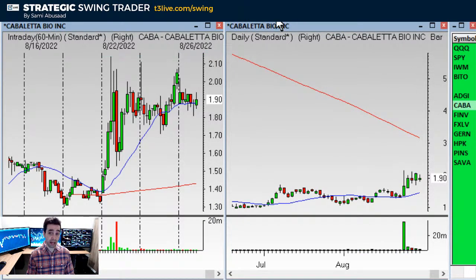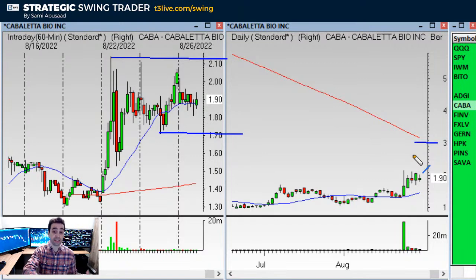CABA is another transition A on the daily and an hourly breakout. So over 2.10 or so, stop right here. Okay, it looks good. It looks better than the first one. More ready because it's above the 20 on the hourly and the daily as well. So it looks a little more ready.